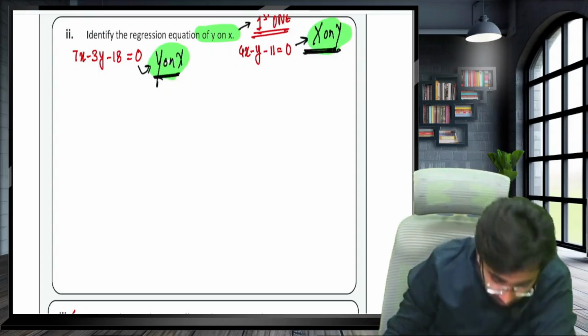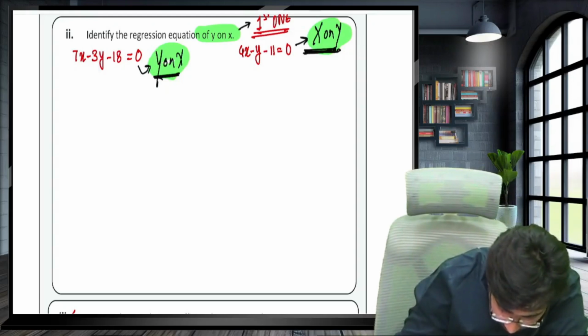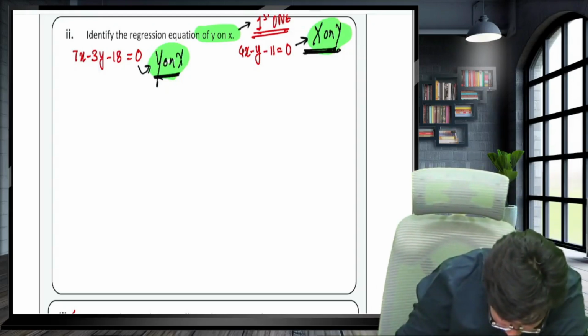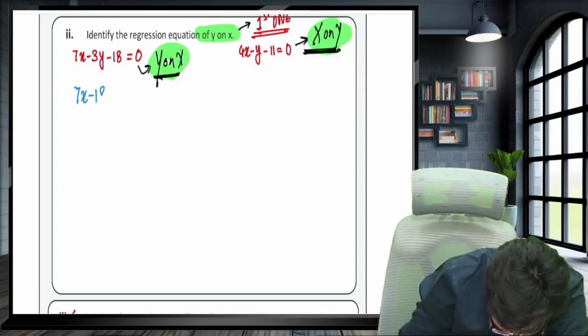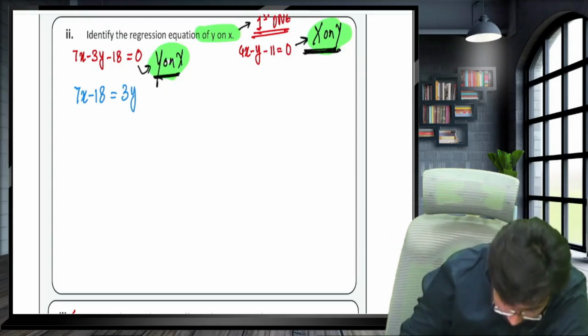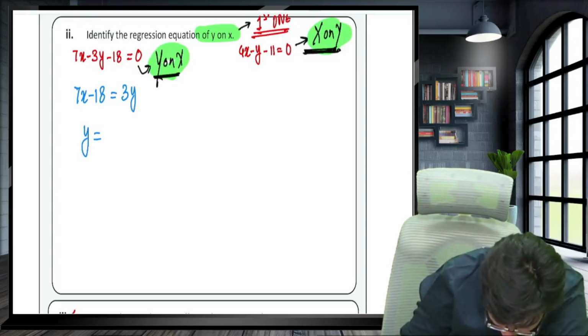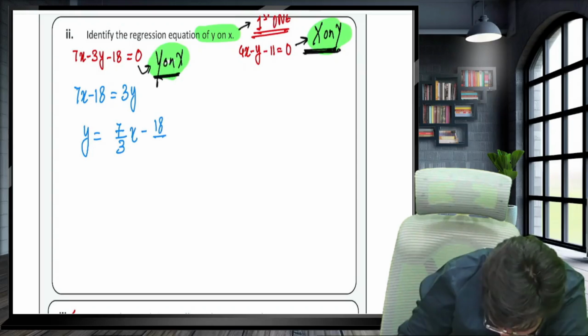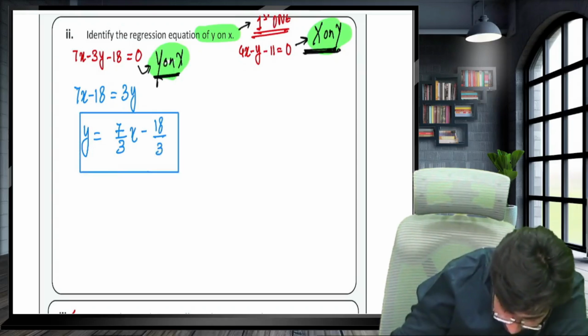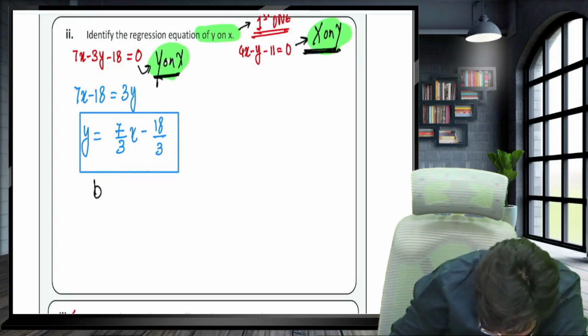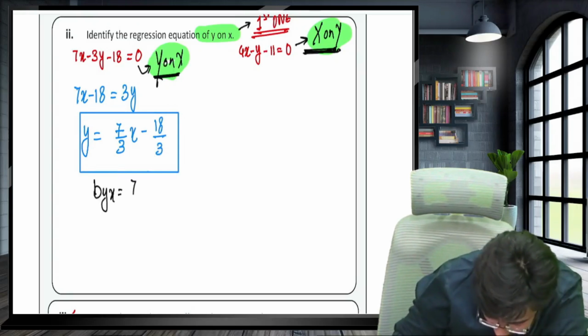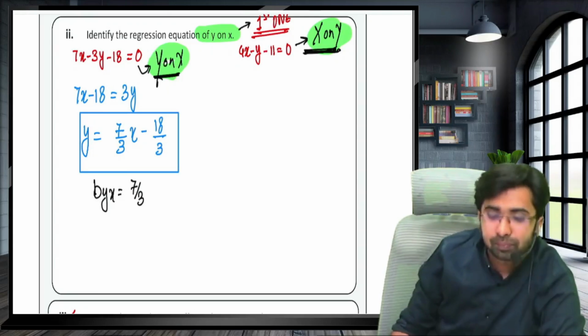I am solving mine, you solve yours, okay? I am just solving mine. Okay, y on x means 7x minus 18 is equal to 3y. 0.76 is right, Sundar. So when you make y separately, it will be 7 by 3x minus 18 by 3. So guys, this is my y on x, and from here I will say my b y on x is 7 by 3. Correct, guys?